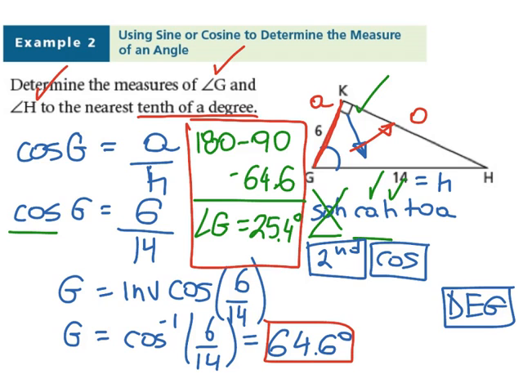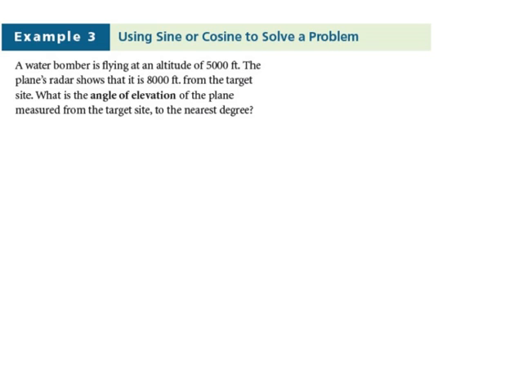A water bomber is flying at an altitude of 5,000 feet. The plane's radar shows that it is 8,000 feet from the target site. What is the angle of elevation of the plane measured from the target site to the nearest degree?